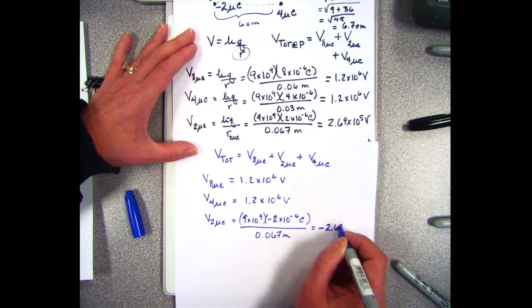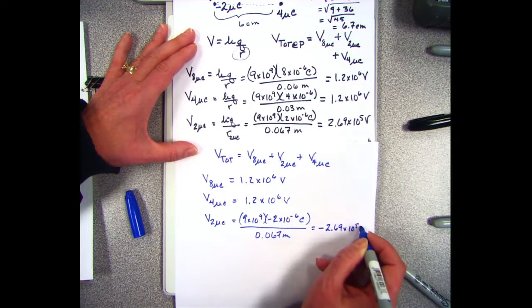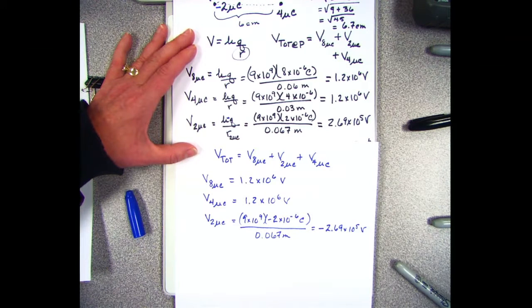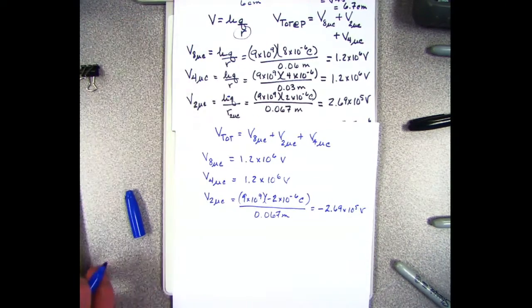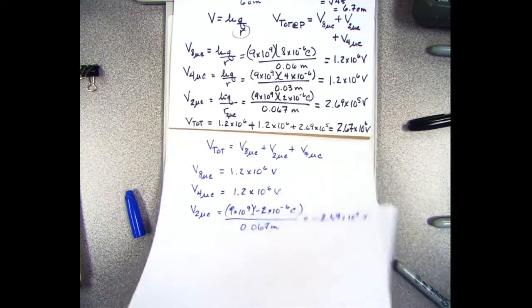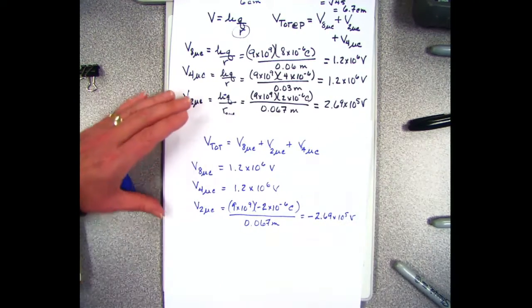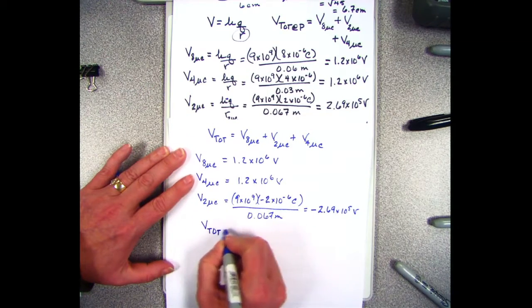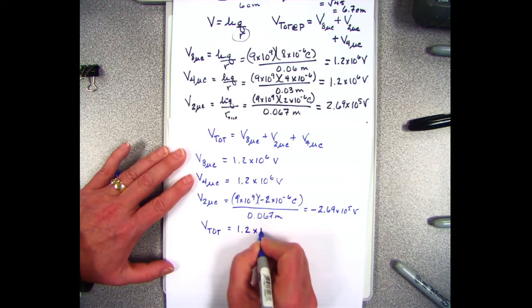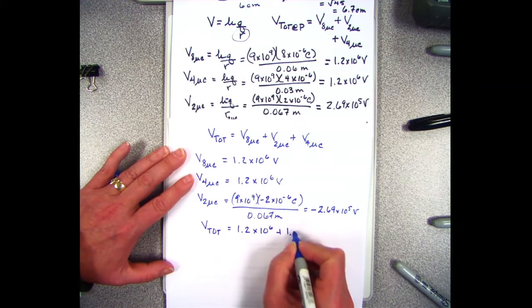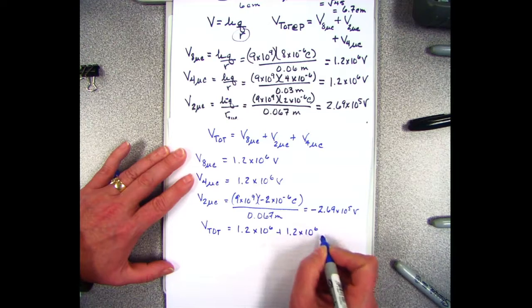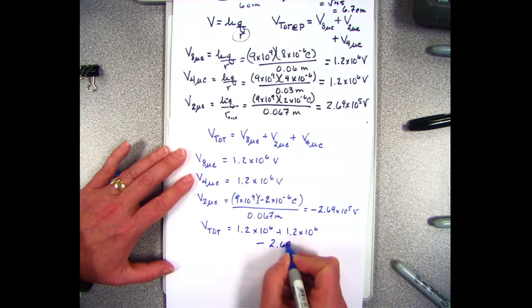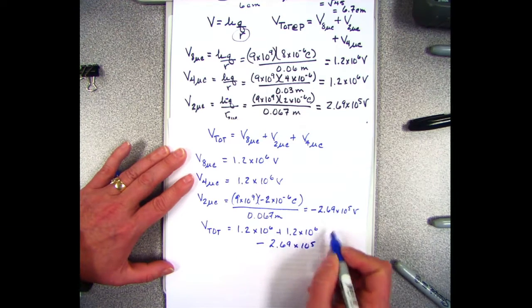Still going to do the same procedure that I did before. Make sure I have a piece of paper under my piece of paper so I don't mark up the little tablet. So now the voltage total is equal to 1.2 times 10 to the 6th plus 1.2 times 10 to the 6th minus 2.69 times 10 to the 5th, all of those in volts. And when I plug that number into the calculator, I get 2.13 times 10 to the 6th volts.